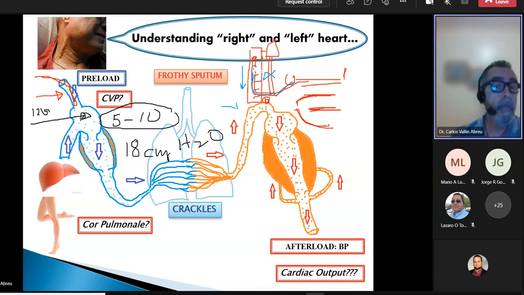And of course, you need to go to the options, okay? And the right option is to interpret that this pressure is increasing. So you don't need exactly to memorize the 5 to 10, but 18 is far above the expected. And what is your interpretation? This patient has too much liquid, or this patient is not moving the liquid properly because the pump is failing. So the preload is too high, and it's not good.